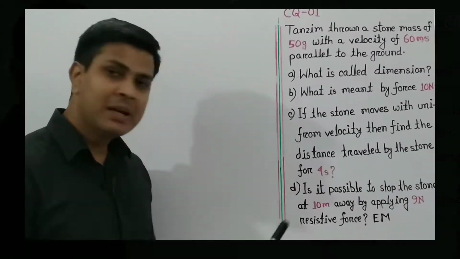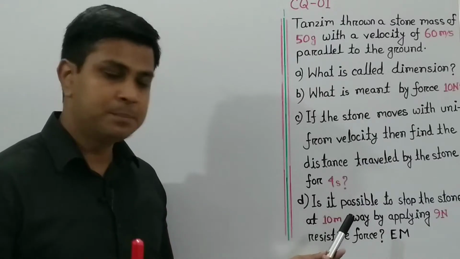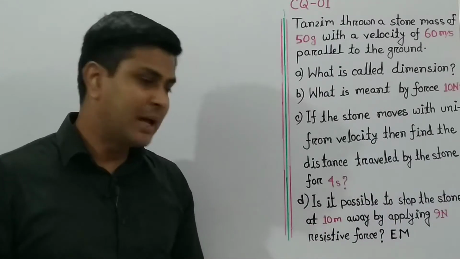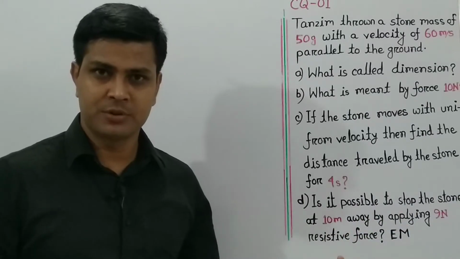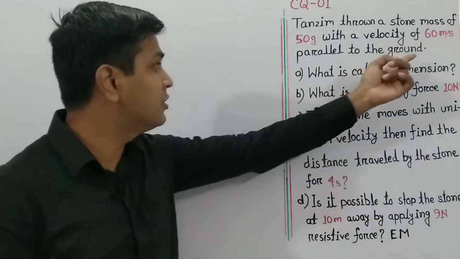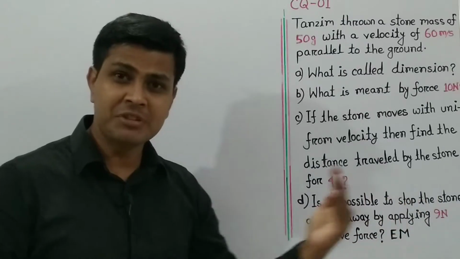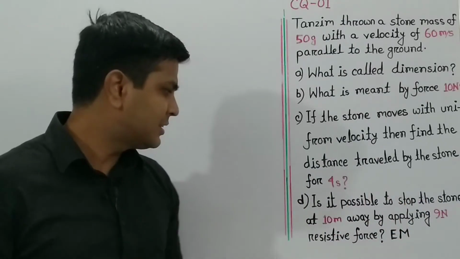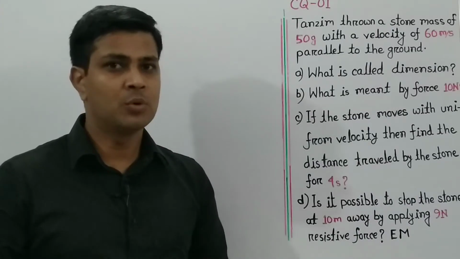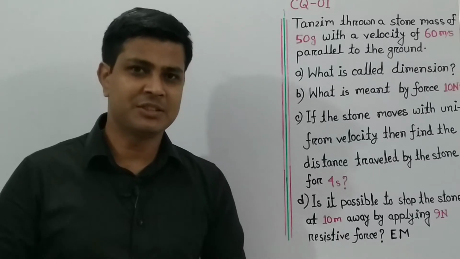Question number D. Let's see the question. The question is: is it possible to stop the stone at 10 meter away by applying 9 Newton resistive force? That means if you want to stop the stone which moves with the velocity of 60 meter per second by applying 9 Newton resistive force at 10 meter away, then is it possible or not? So we have to calculate the retardation or deceleration first.